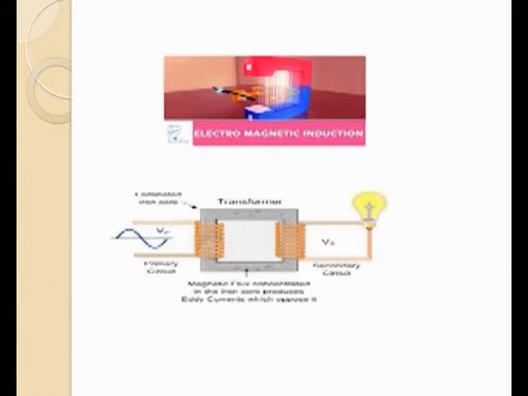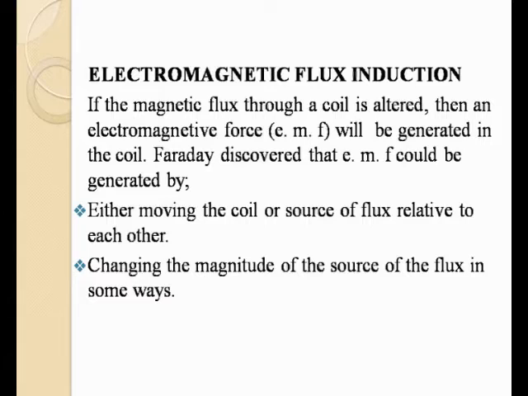Now let's continue. If the magnetic flux through a coil is altered, then an electromagnetic force will be generated in the coil. Faraday discovered that EMF could be generated by one, either moving the coil or the source of the flux relative to each other, or two, changing the magnitude of the source of the flux.